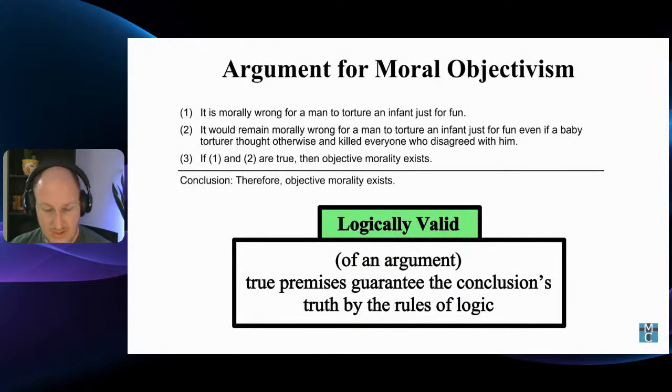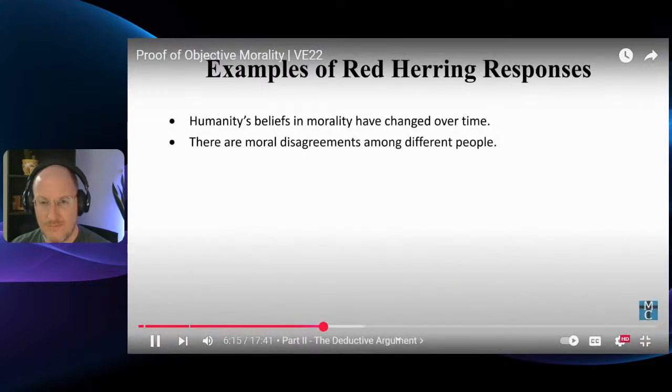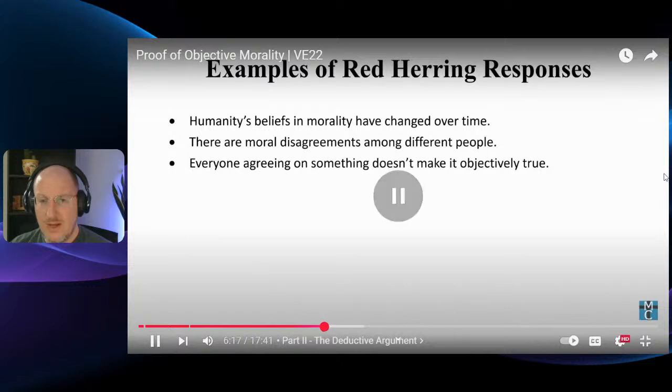Remember the argument he's going through: that there are moral disagreements among different people, that everyone agreeing on something doesn't make it objectively true, that humanity's beliefs about morality have changed over time. This is something people will say. If you present a case for realism, they'll go, but people's moral values have changed. So who gives a shit? Some people used to torture people, therefore morality can't be objective. What the hell does that have to do with objective morality? It has very little to do with it, at least not directly.